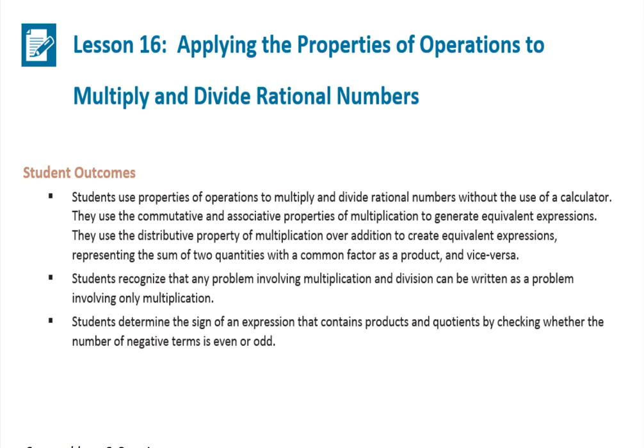You'll also be able to recognize that any problem involving multiplication and division can be written as a problem involving only multiplication. Students can then determine the sign of any expression that contains products and quotients by checking whether the number of negative terms is odd or even. We're taking a look at page 195 in your book. Again, page 195.